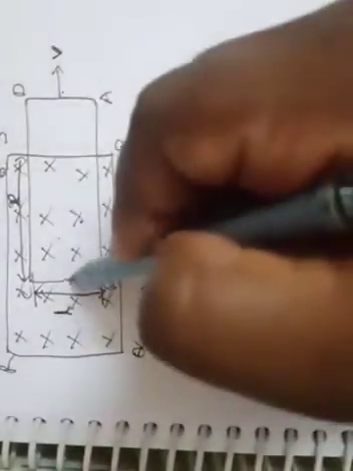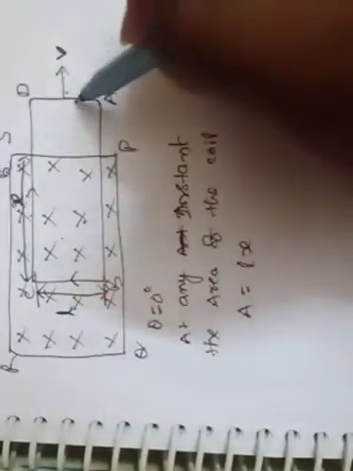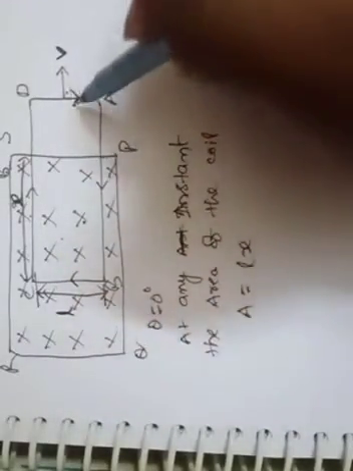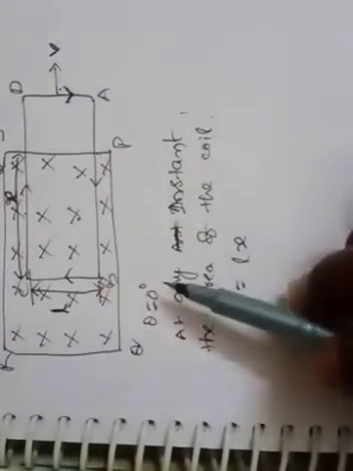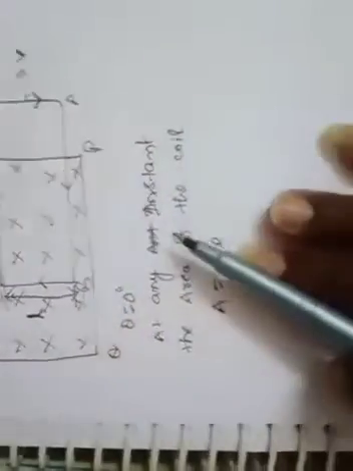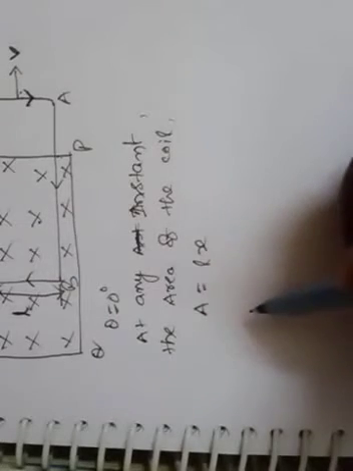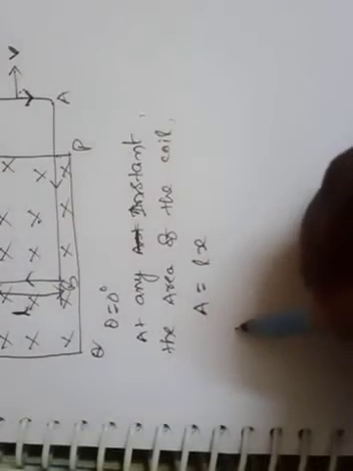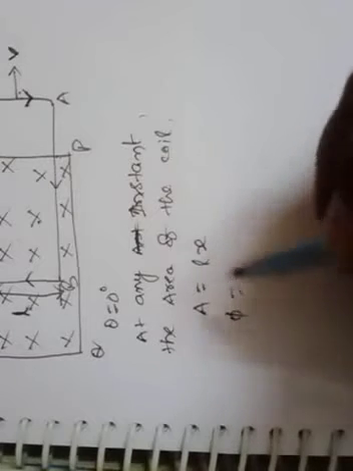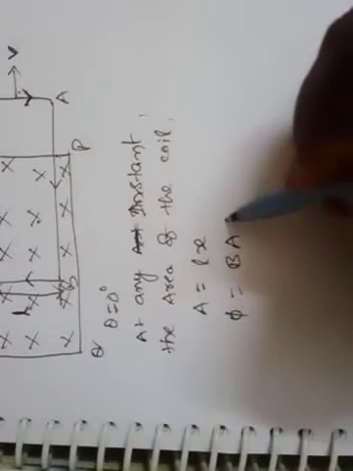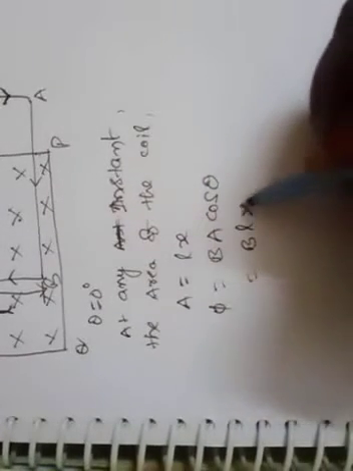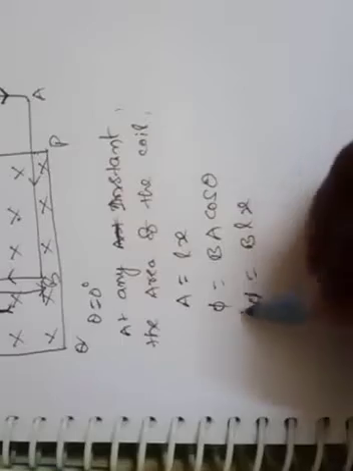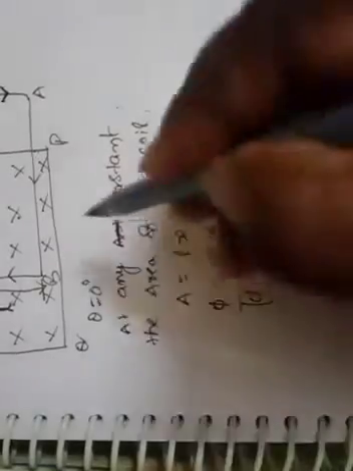So that induced current direction is this one. This induced current direction we can find by using Lenz law. Already this example we have seen in Faraday's experiments. Now this is the area of the coil. Now how to calculate the flux? At this instant, flux is equal to BA cos theta. So here B is constant, area is L into X, cos theta is 1. So this is the flux at that instant.